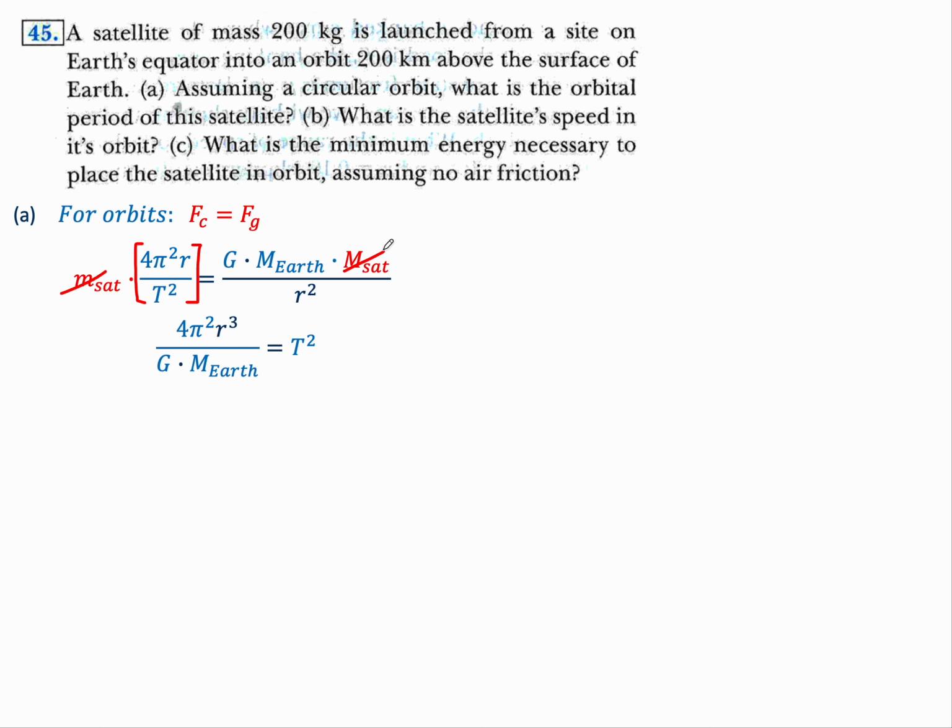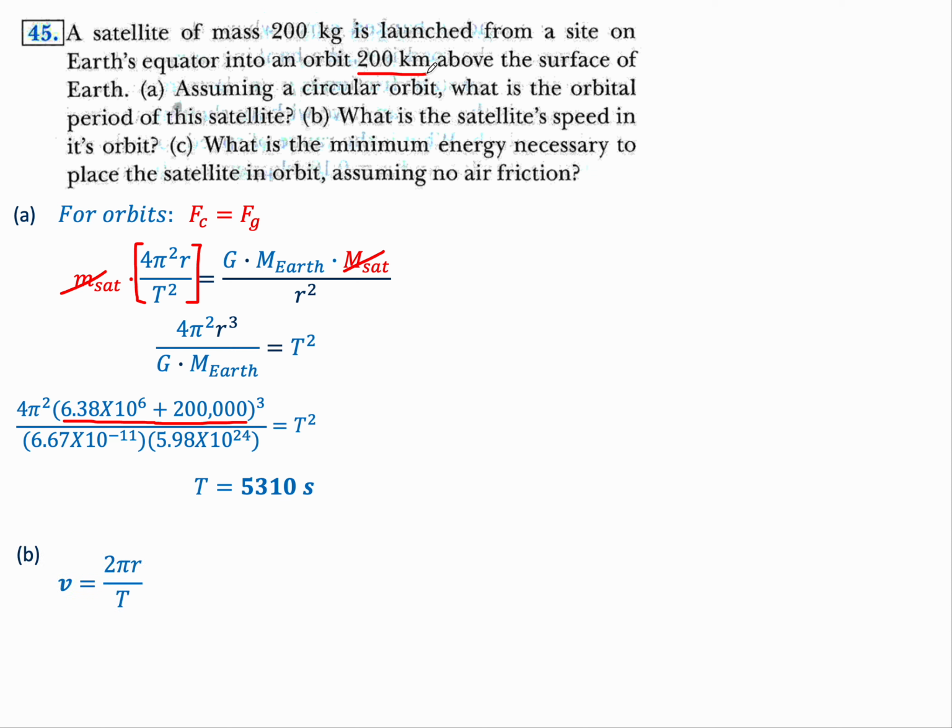And rearranging the equation, moving the r squared to the other side, moving t squared to the other side, dividing both sides by G times the mass of the Earth, gives us this equation. Plugging in our numbers, please remember that the radius in this case is the sum of the radius of the Earth plus the altitude of the orbit, which is that 200 kilometers or 200,000 meters. G and mass of the Earth, plugging in there. Don't forget to take the square root at the end, but you'll get a period of about, to 3 sig figs, 5,310 seconds.